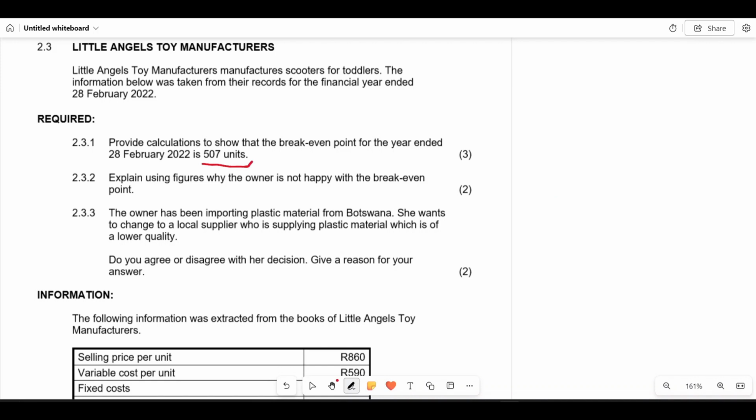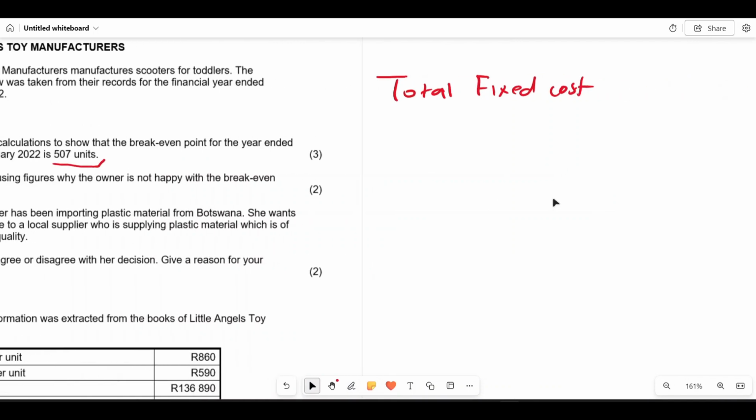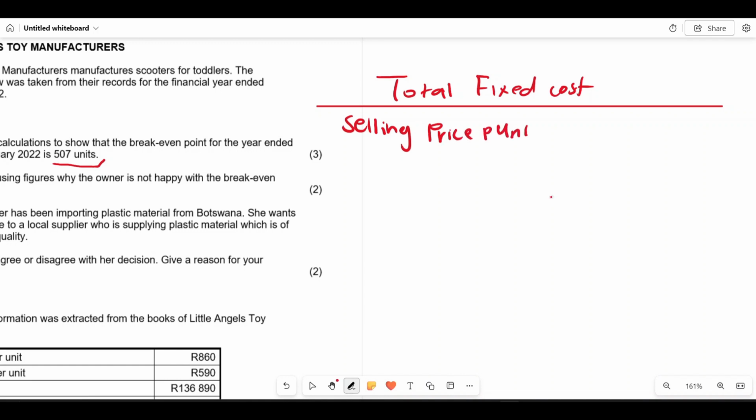Now, what is the formula for your break-even? Okay, this formula is also there at the back of your question paper, but you need to know the formula. So basically, it's your total fixed cost, which would be on your numerator, all divided by your selling price per unit minus your variable cost per unit.